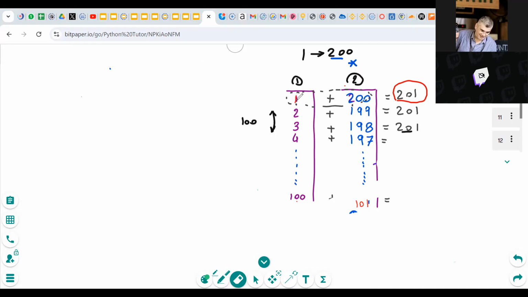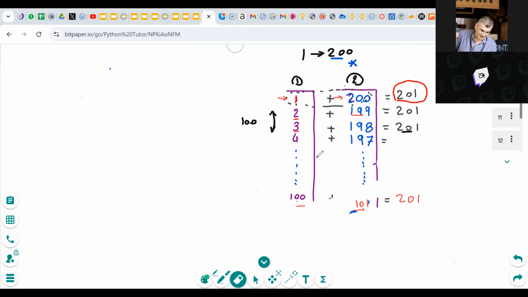If I add the first element from the first table to the first element in the second table, I will have 201. And what if you do that here? 201 again. And here? Again, 201. And what about here? Again, 201. So this is a pattern. This is something that keeps repeating.